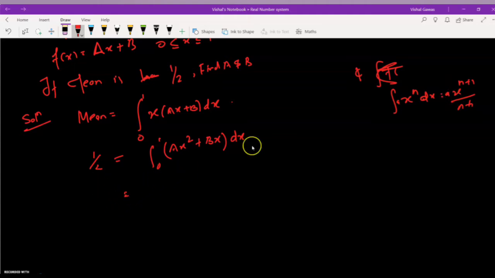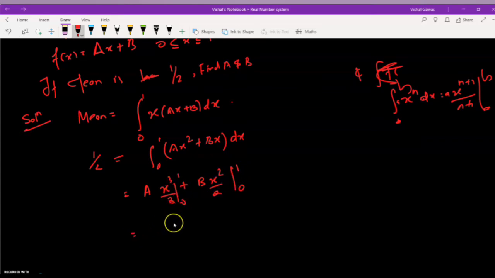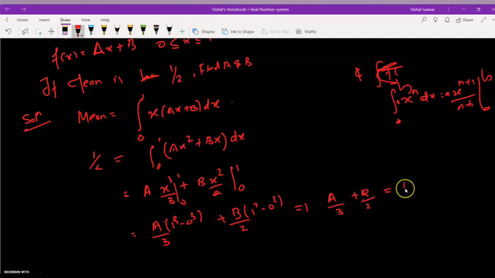So what do we get? There's a limit from 0 to 1, so you take the limit correspondingly. The constant is out. What's the integral of this? This will be a x cube over 3, with n plus 1, n is 2 there. Observe carefully. And this would be b x squared over 2, over 0 to 1. So this would be a times (1 cube minus 0 cube) by 3 plus b times (1 squared minus 0 squared) by 2. So this is simply a by 3 plus b by 2 equals half.